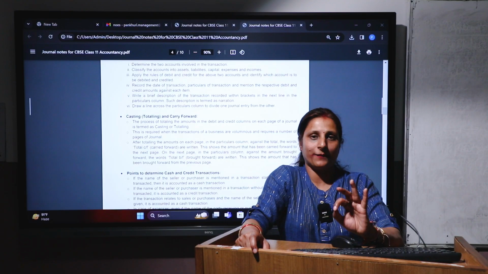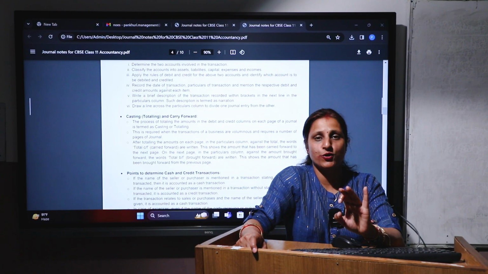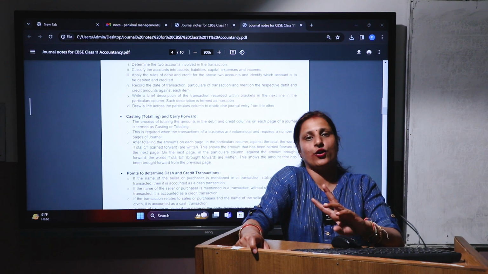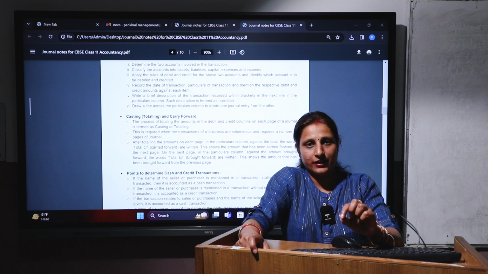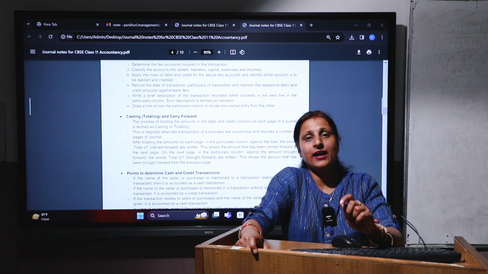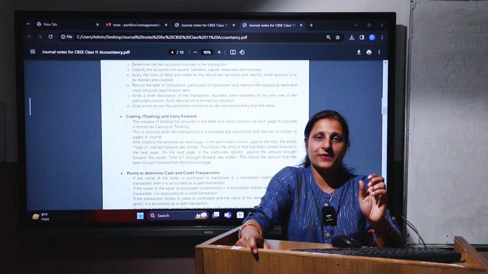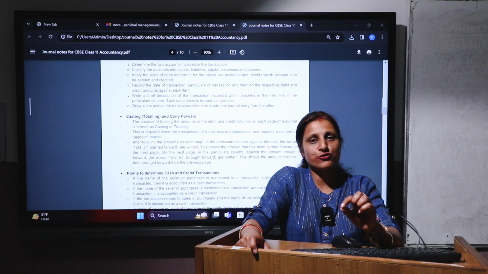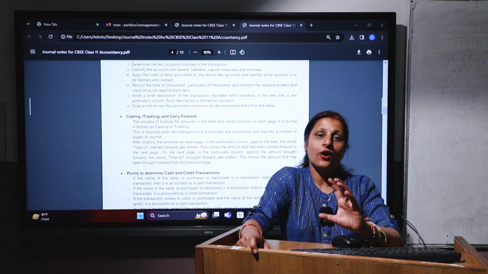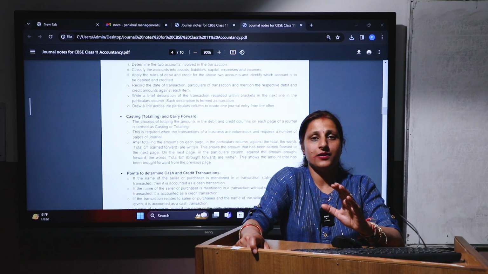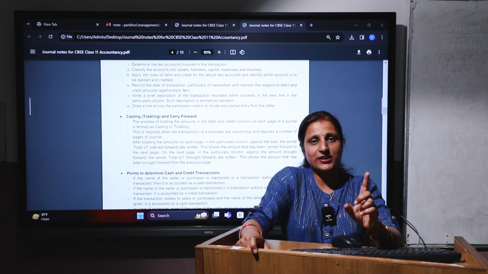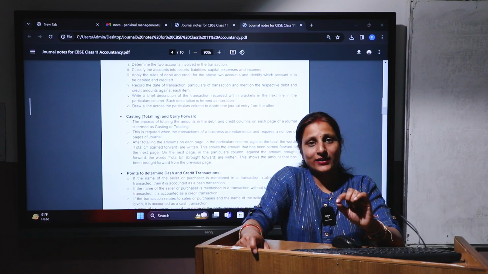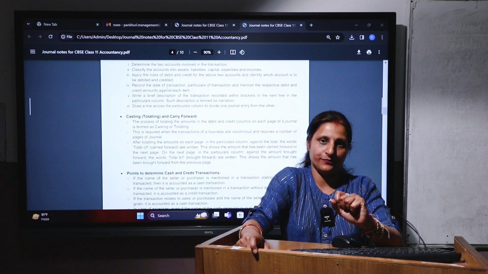This is a systematic format of recording the journal entries in the books of the journal. Just for example, for this particular journal entry, I will write as being business started by Ramesh, or being business started with cash of rupees 20,000 by Ramesh, or for business started by cash of rupees 20,000 by Ramesh. So in this way, I will record the journal entries in the books of the journal.